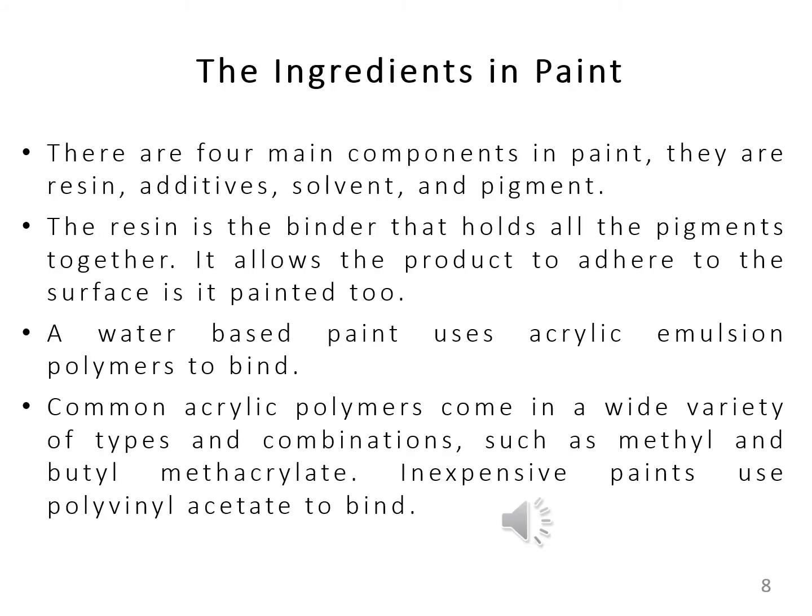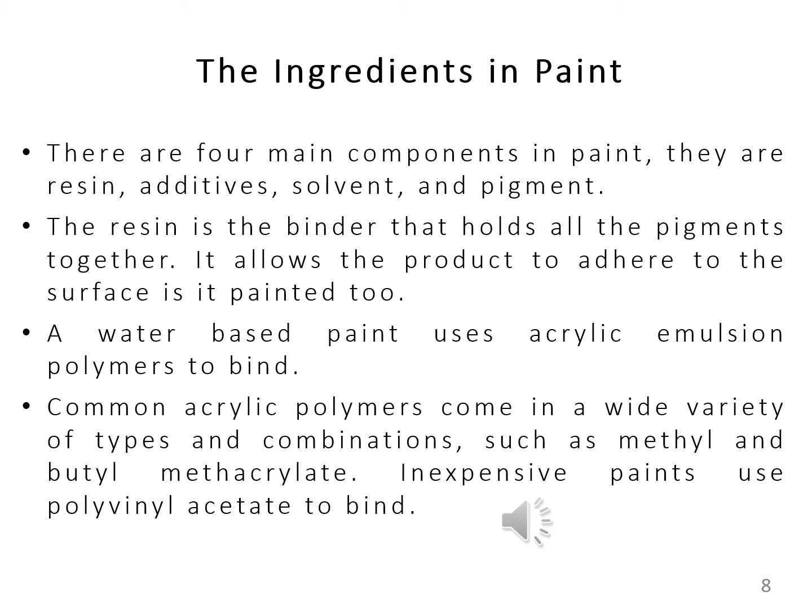The ingredients in paint. Which ingredients are used in the manufacturing of paints? There are four main components in paint: resin, additives, solvents and pigments.